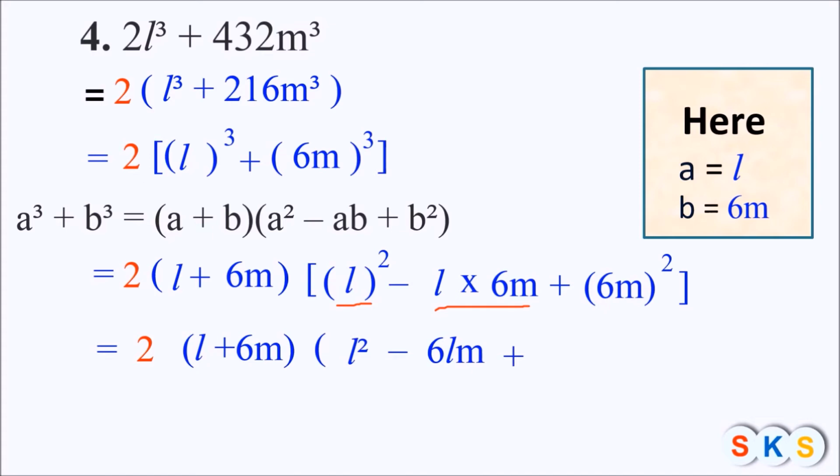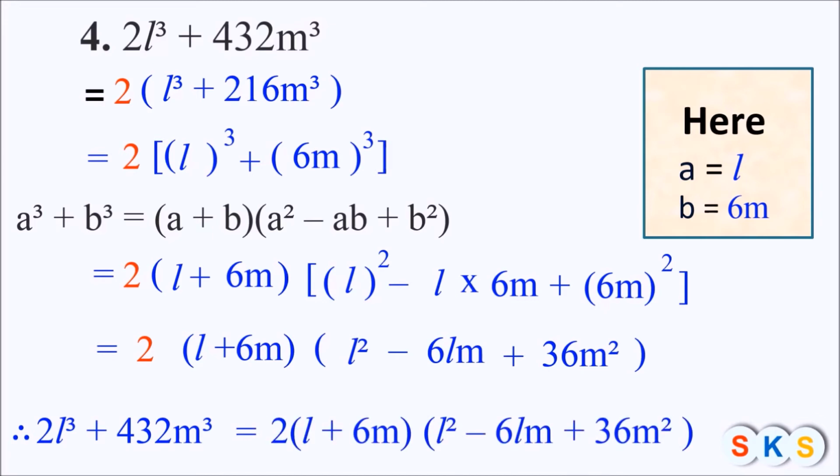What do you mean by square of 6m? It means 6m into 6m. You can see on the screen I'm writing over here 6m into 6m. So 6 into 6 is 36 and m into m is m square. So what we will get here? Square of 6m, we will get 36m square. Close the bracket. Now it cannot be simplified further. Therefore 2l cube plus 432m raised to 3 is 2 in a bracket l plus 6m, close the bracket, l square minus 6lm plus 36m square.